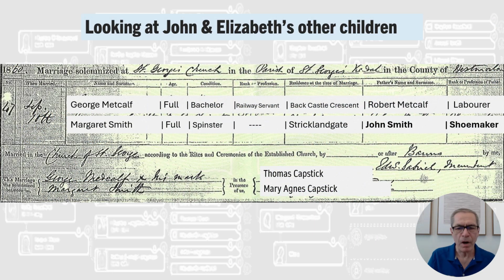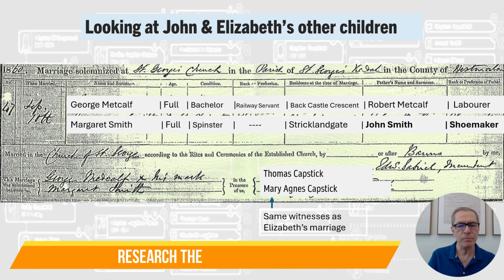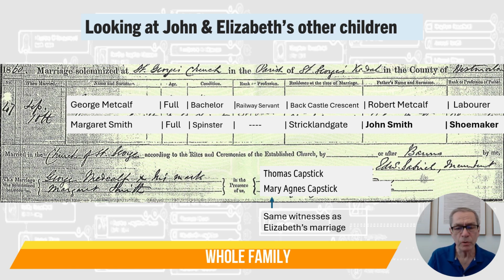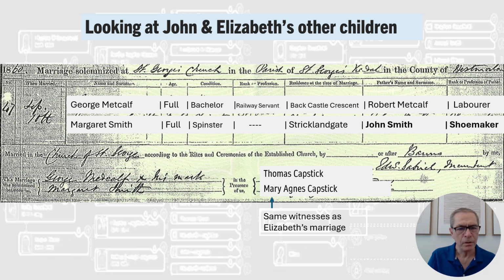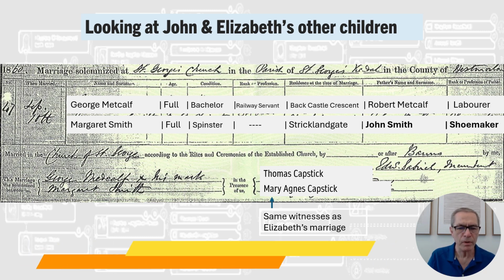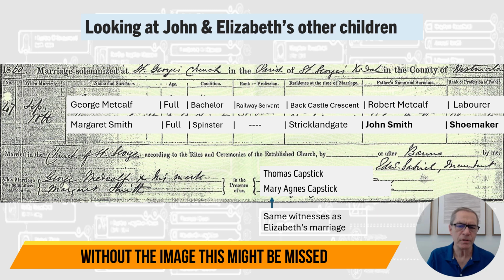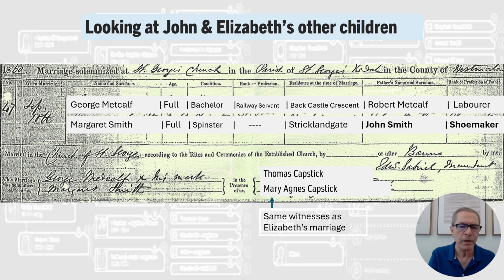Now I've found the marriage certificate for Margaret, Elizabeth's sister, and immediately something strikes me as not unusual but interesting. Margaret Smith has the same witnesses as Elizabeth's marriage. So I have the same information. I have John Smith, the shoemaker, Strickland Gate. I looked at my maps, it's very close to Highgate.